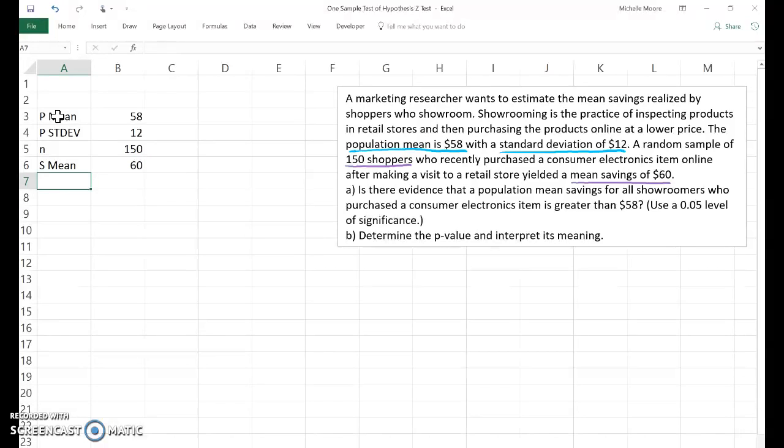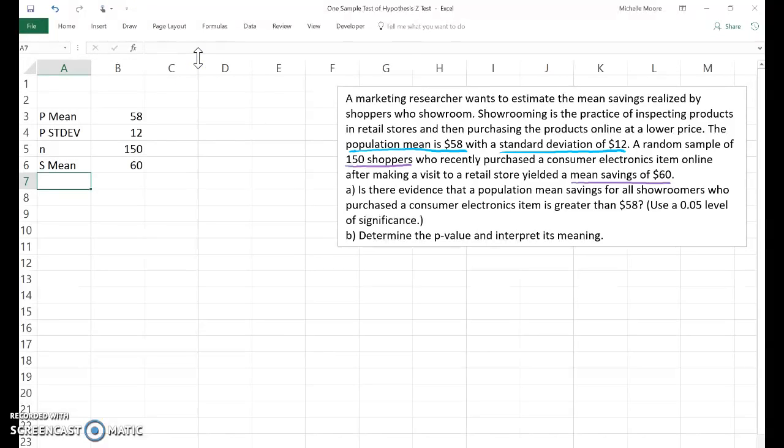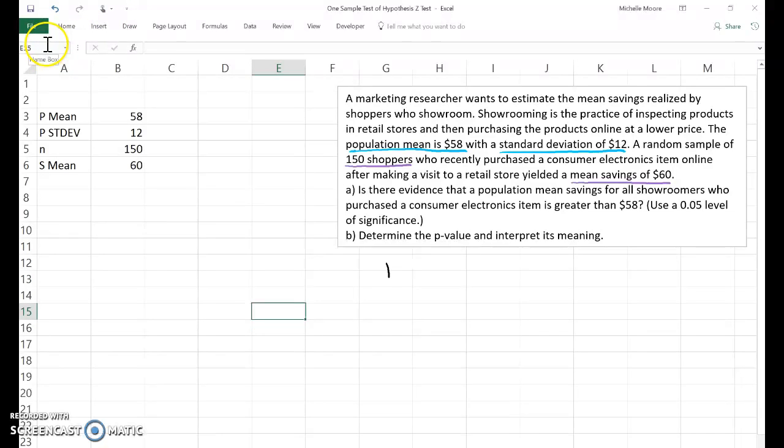Okay. Now the next thing we want to do is write out our hypothesis statements. So we have the null hypothesis statement and the alternate. Now always start with the alternate statement, as the alternate should answer your question. That's where the question lies. And the question is in part A right here, asking us, is the mean, so there's the key variable we want to watch out for, is the mean greater than $58?